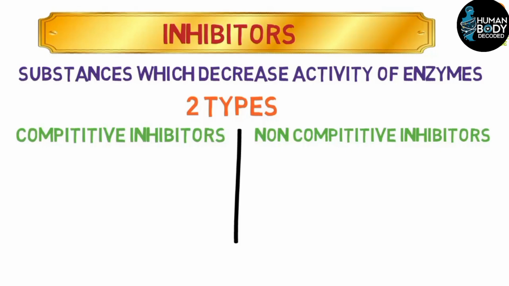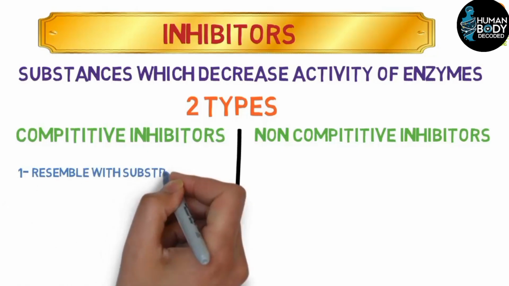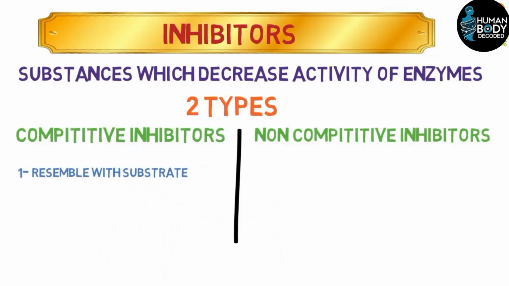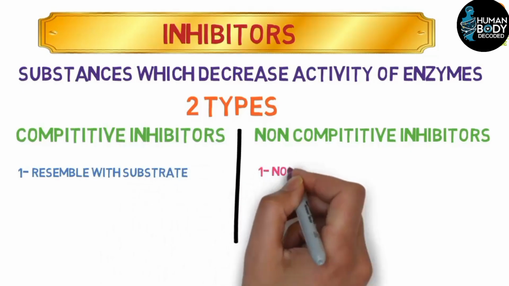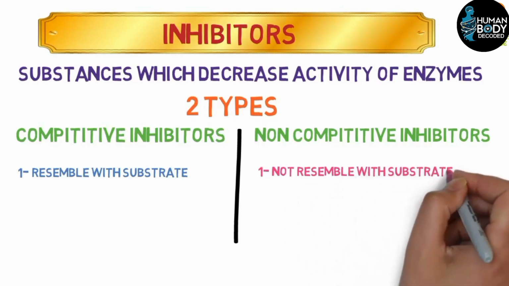What are competitive inhibitors? The inhibitors that resemble the substrate are called competitive inhibitors. What are non-competitive inhibitors? The inhibitors that do not resemble the substrate are called non-competitive inhibitors.